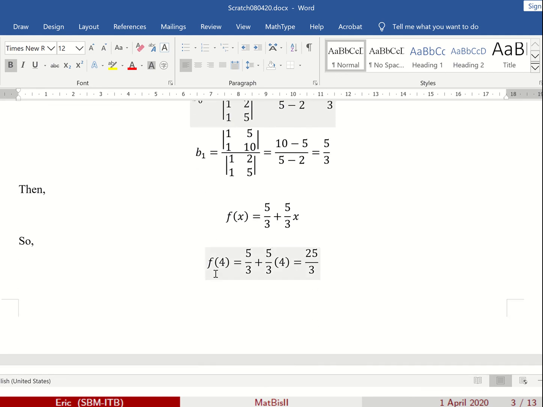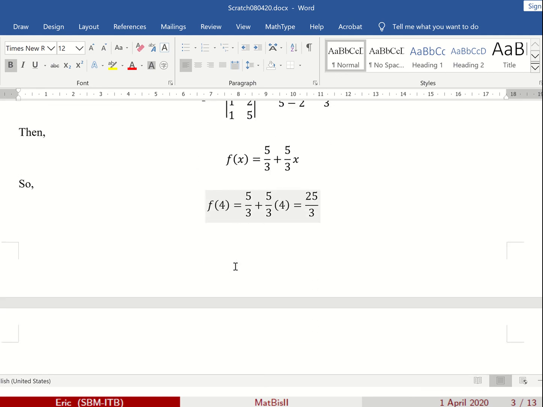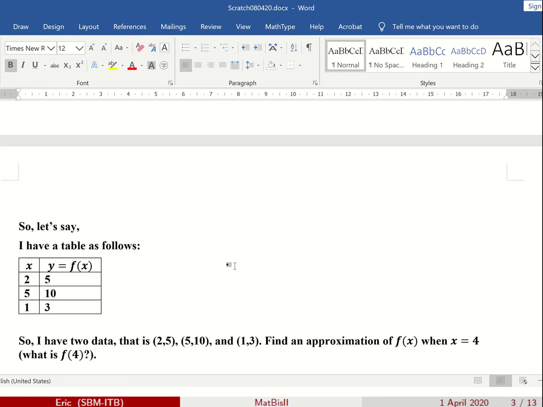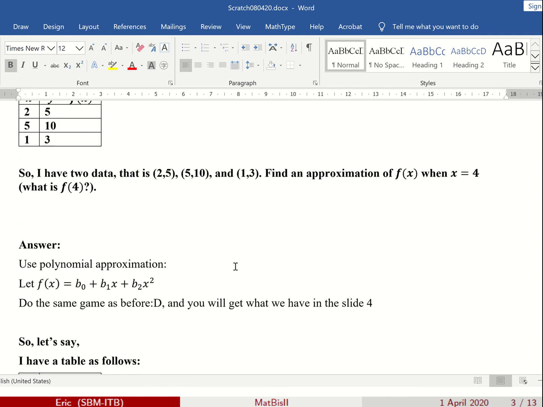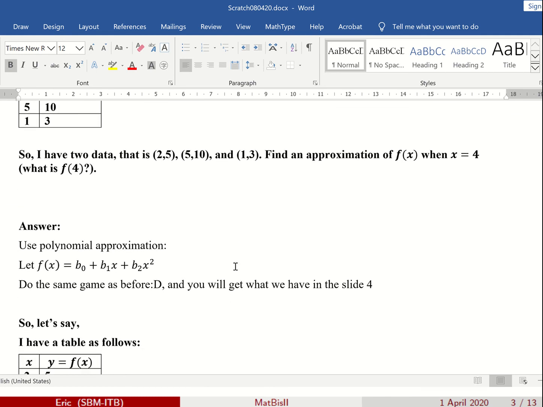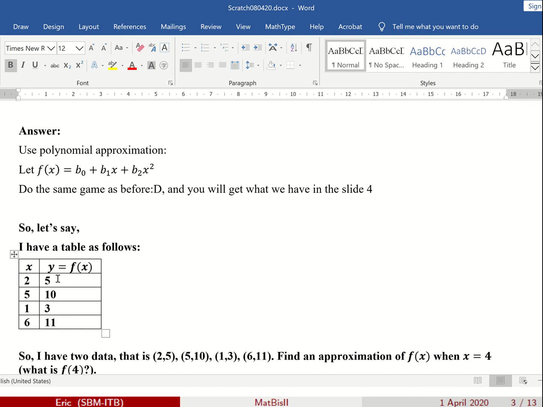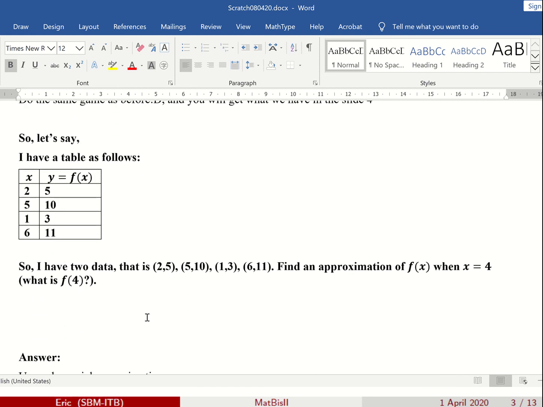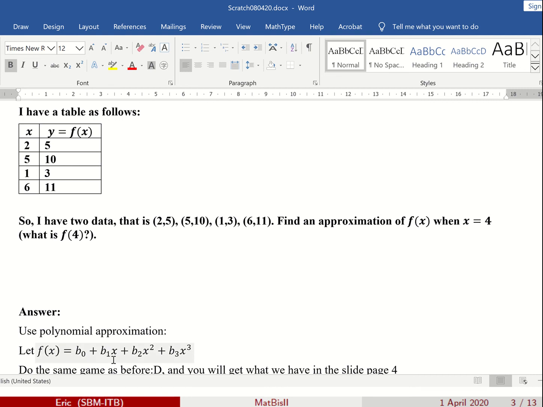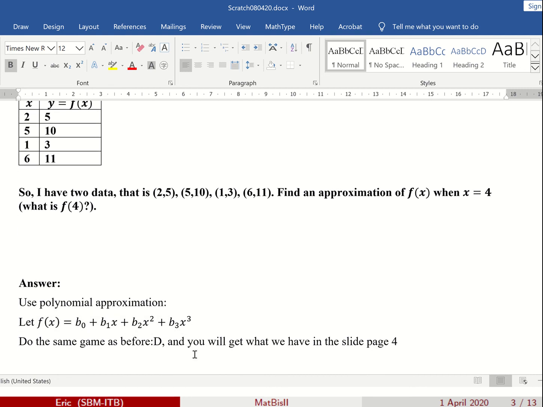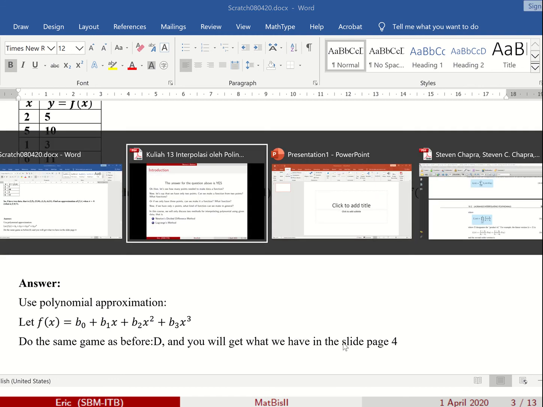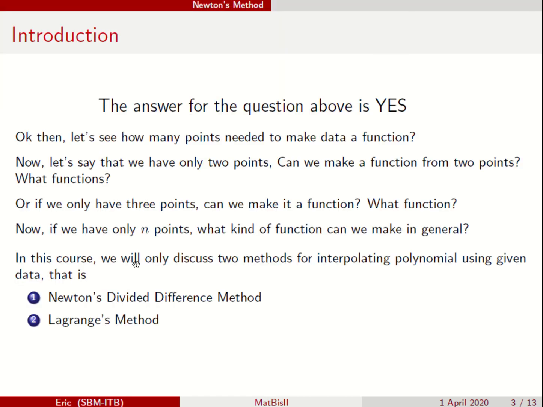And so I have f(x), f(4) just as on page number 4 that we were going to discuss. And if I have 4 points, I can approximate with a cubic equation. Yeah. I can play the same game, and we will get what is in the slide, on page 4.